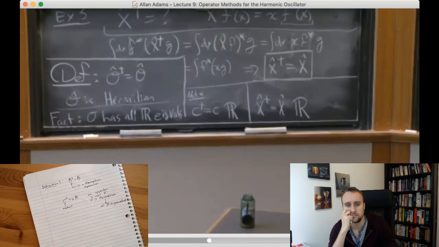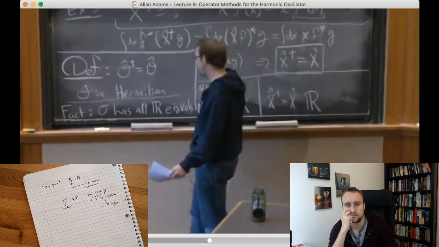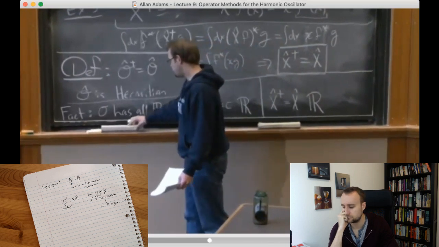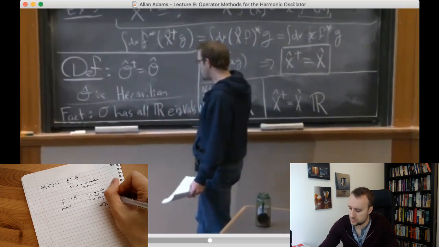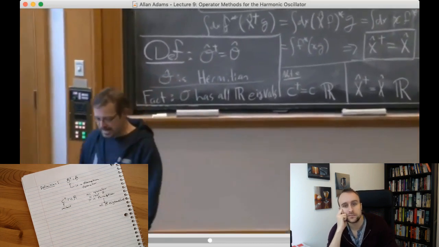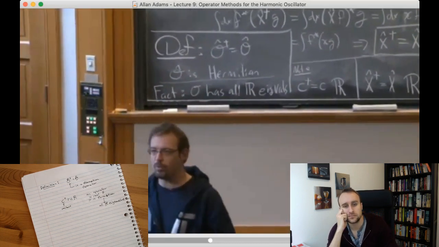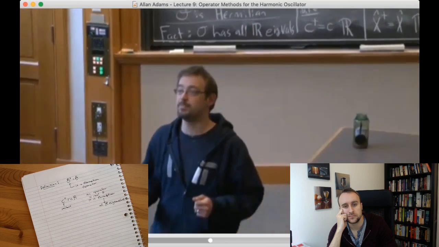Yeah. Is it, if it's Hermitian? So if you have all real eigenvalues, it does not imply that you're Hermitian. However, if you have all real eigenvalues and you can be diagonalized, it does imply that. So let me give you an example.